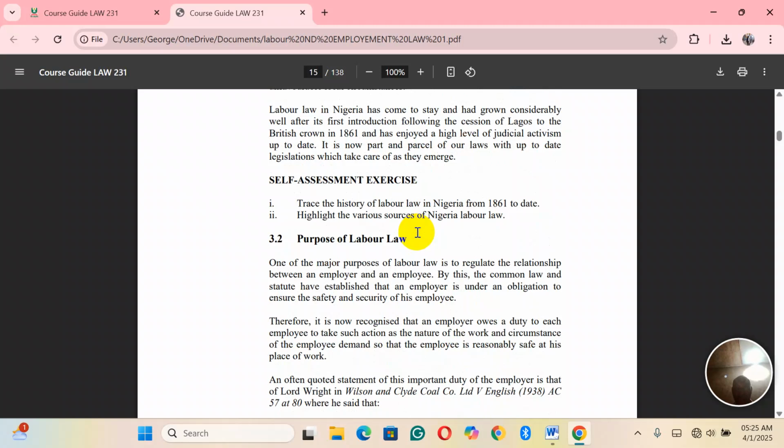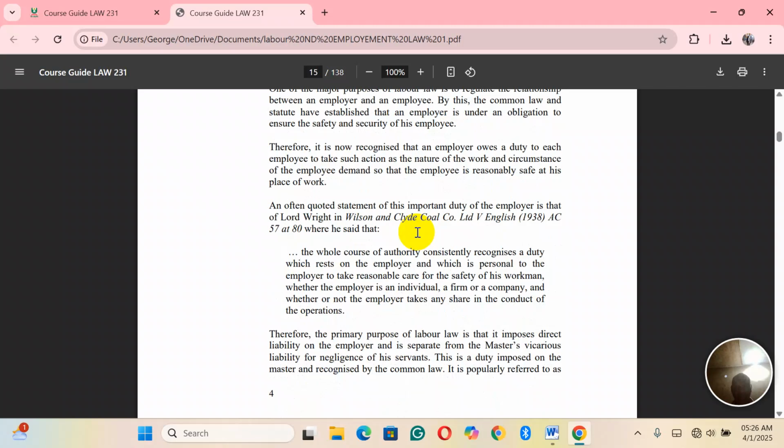By this, the common law and state statutes have also established that an employer is under an obligation to ensure the safety and security of his employee. Therefore, it is now recognized that an employer owes a duty to each employee to take such action as the nature of the work and the circumstances of the employee demand, so that the employee is reasonably safe at the workplace.